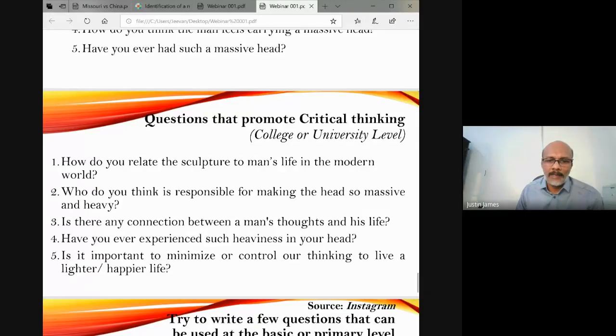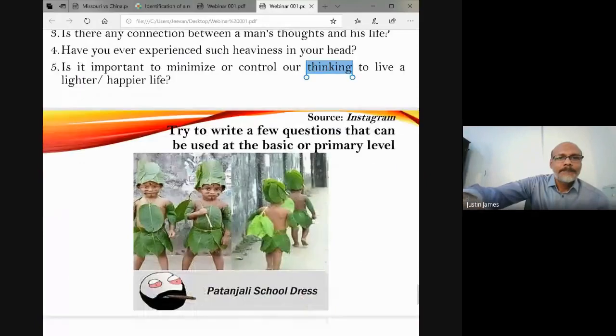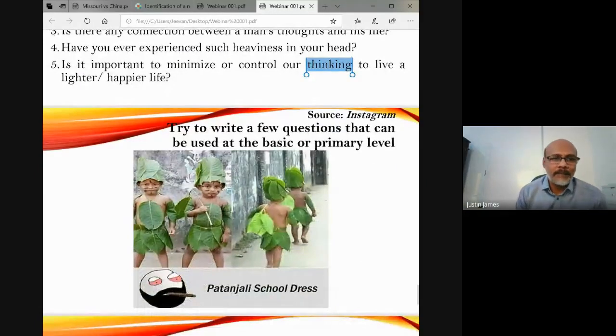I'm going to give you a small exercise. This is an Instagram picture. I have a very good Instagram page called I Love Siliguri. I'm one of the great admirers of that particular page. They sometimes post very interesting pictures.